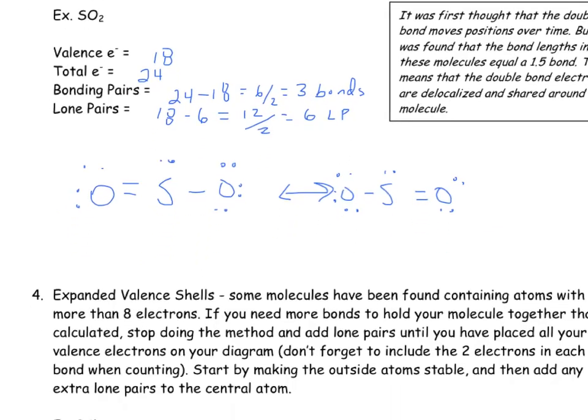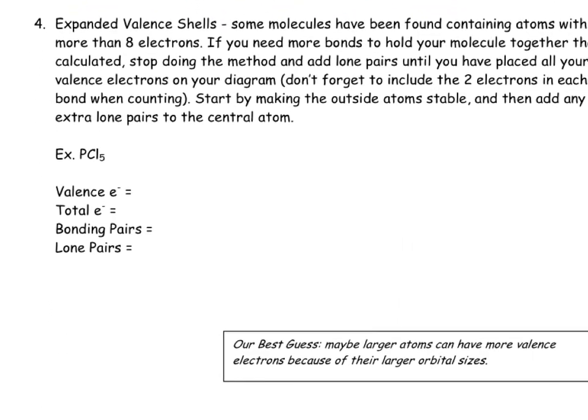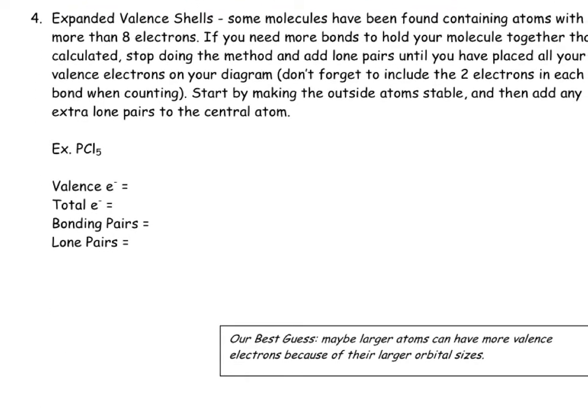The last scenario you'll come across is known as a molecule with an expanded valence shell. Here you'll see an atom that has more than 8 electrons on it and it's still stable. It breaks the octet rule. You identify these if you need more bonds to hold your molecule together than the 5-step method calculates.